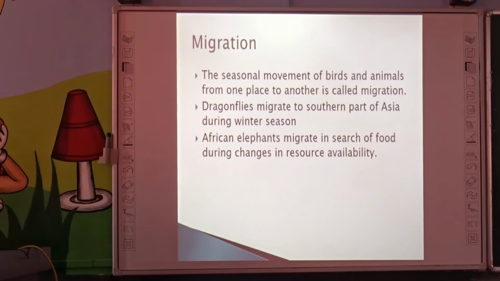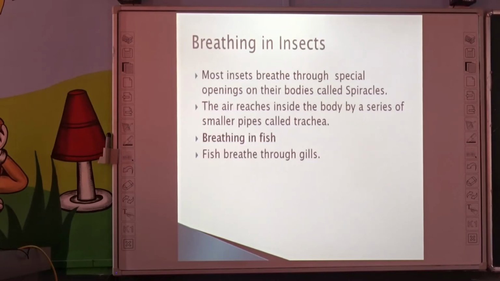Migration. What is migration? The seasonal movement of birds and animals from one place to another is called migration. Dragonflies migrate to the southern part of Asia during the winter season. African elephants migrate in search of food during changes in resource availability.